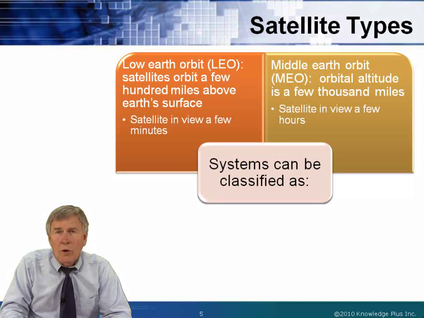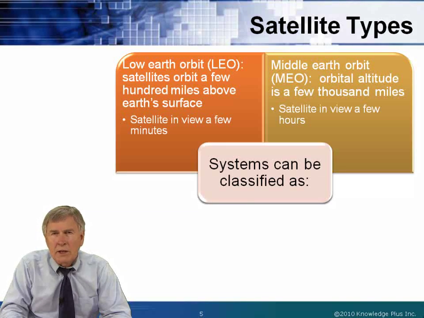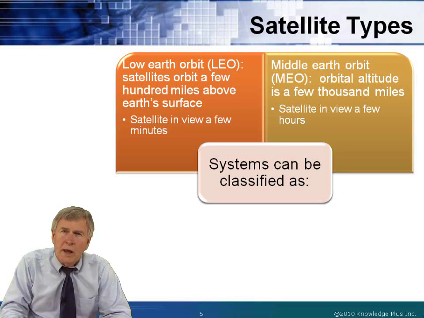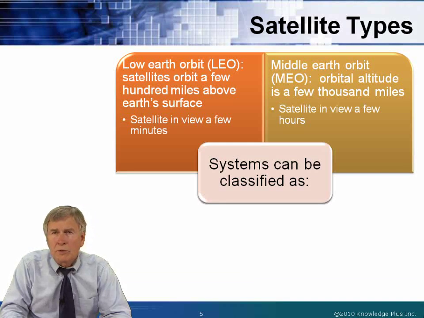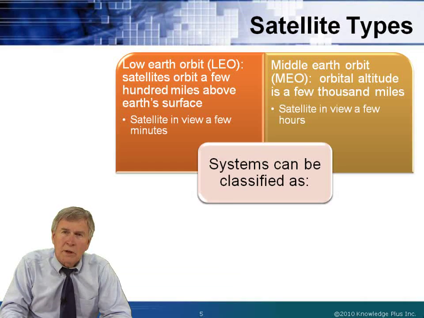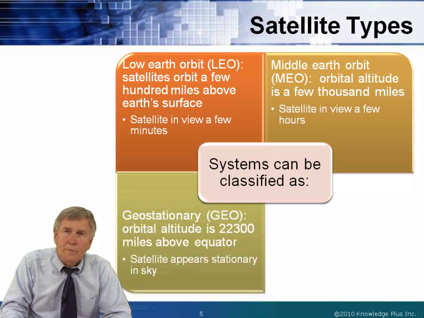A middle or medium Earth orbit location is an orbital altitude a few thousand miles above the surface of the Earth, and by extending the altitude of the orbit, we are also extending the satellite visibility time from just a few minutes up to potentially a few hours. And this is assuming that we're looking at it from a fixed point on the surface of the Earth.